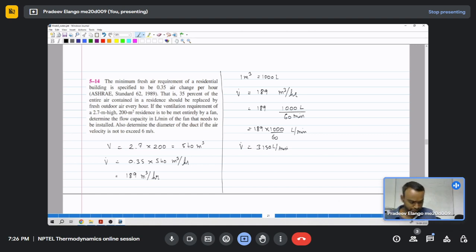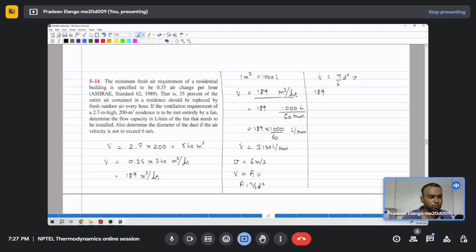Now we need to find the diameter of the duct. The velocity is given as 6 meter per second. The density is not needed. So V dot is area into velocity, and area is pi by 4 d square. So V dot is equal to pi by 4 d square into velocity, and V dot we have as 189 meter cube per hour. To convert to per second, we have to divide by 3600, so it will become meter cube per second.